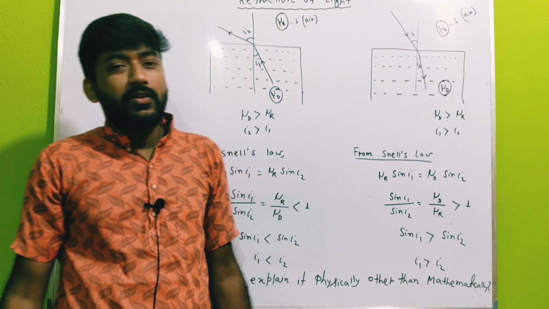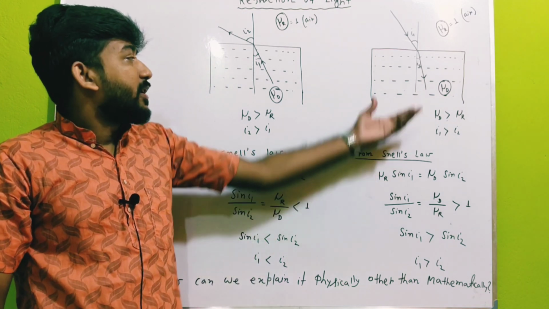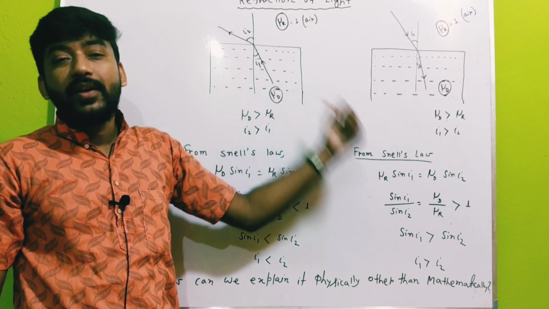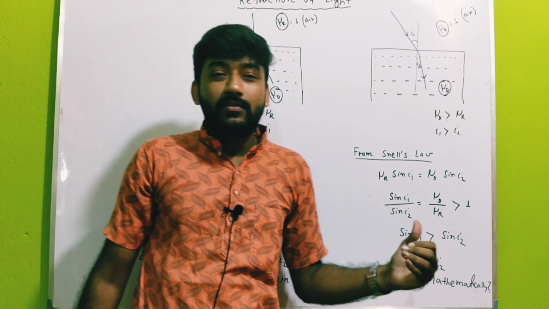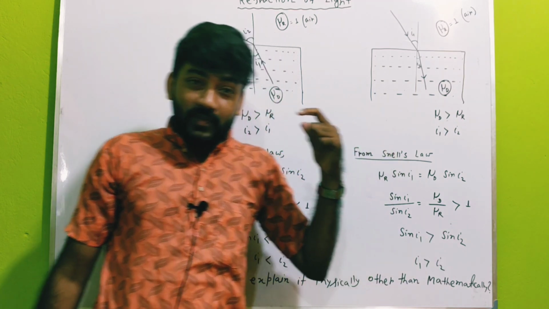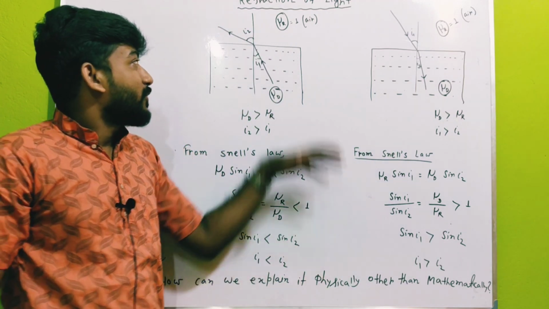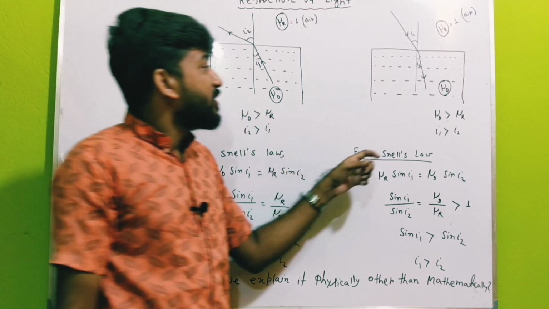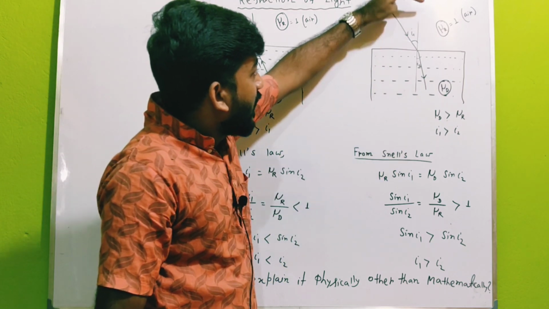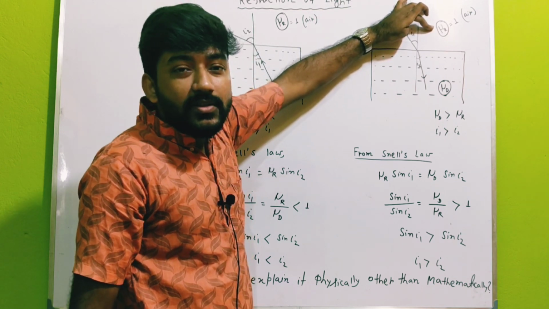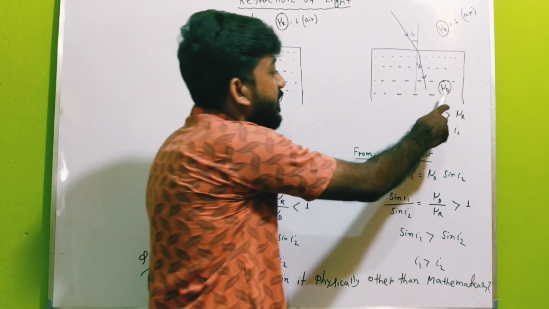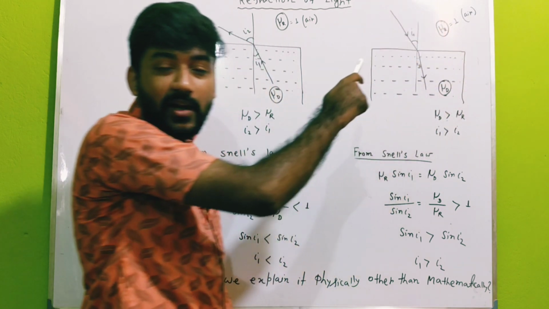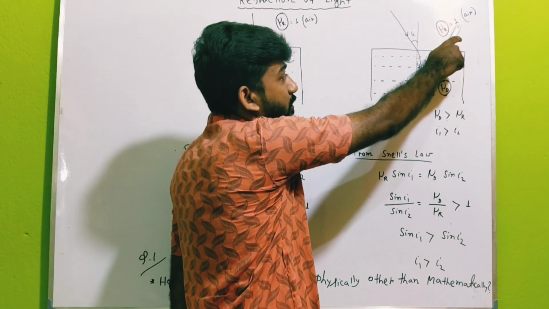Why does refraction occur in nature? When the light ray passes from rarer medium to denser medium or denser medium to rarer medium, why does it bend? I will discuss this physically also, but first let me analyze this mathematically. Initially, I have taken the refractive index of the rarer medium as mu r and the refractive index of the denser medium as mu d. If the rarer medium is air, then mu r will be equal to 1.